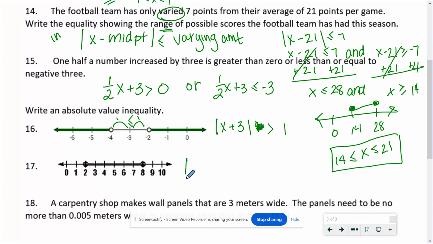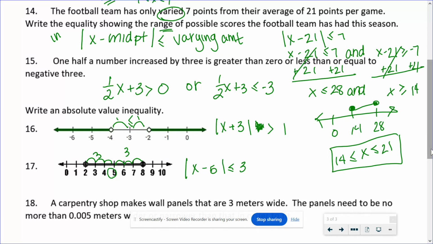So here's another one like that, x minus the midpoint. The midpoint is going to be the number 5. That's 1, 2, 3 from the 8, and then 1, 2, 3 from the 2. So 5 is my midpoint. We are talking about the range or the numbers in between. So I'm going to use my normal less than or equal to because they're filled in. And then 3 because that was the distance or the varying amount.